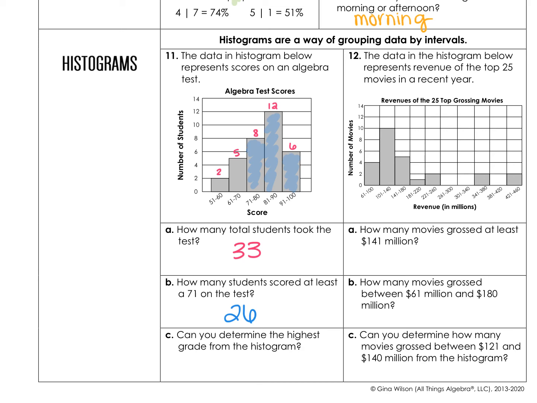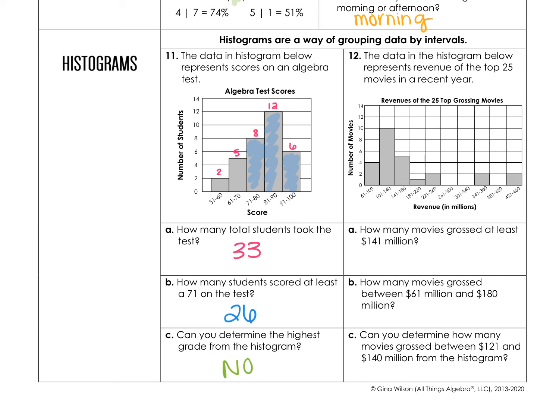So this histogram doesn't show us individual scores, it just shows us intervals. So in that highest interval of 91 to 100, I'm not sure if any of those students actually scored a 100. I just knew that they were somewhere between 91 and 100. So there's no way to determine the highest grade from the histogram.